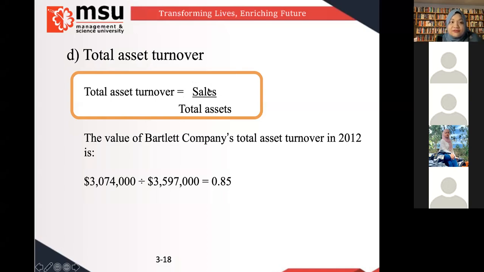So sales, you can find it in, anyone want to try? Where can we find sales? Christina, Farhana, can you try? Yes, madam. Where can we find sales? We can find sales in the income statement. Yes, thank you. Right, so sales, you can find it in the income statement.